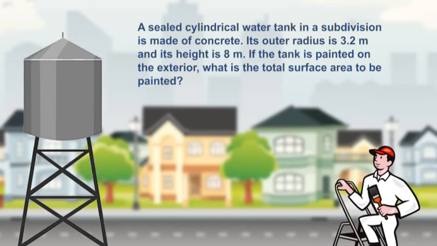Example 3. A sealed cylindrical water tank in a subdivision is made of concrete. Its outer radius is 3.2 meters and its height is 8 meters. If the tank is painted on the exterior, what is the total surface area to be painted?